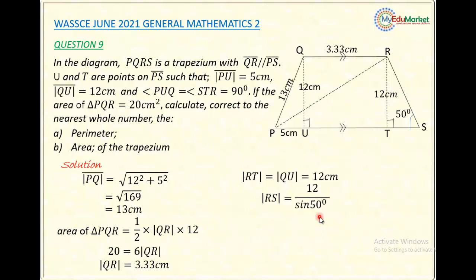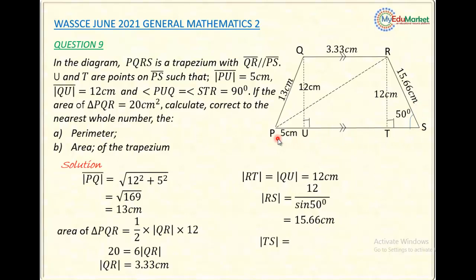So I continue. After getting the value of sine 50 degrees from either the calculator or the four-figure table and dividing 12 by it, the answer is going to be 15.66 centimeters. So this RS is now 15.66 centimeters. So what remains is this side now.